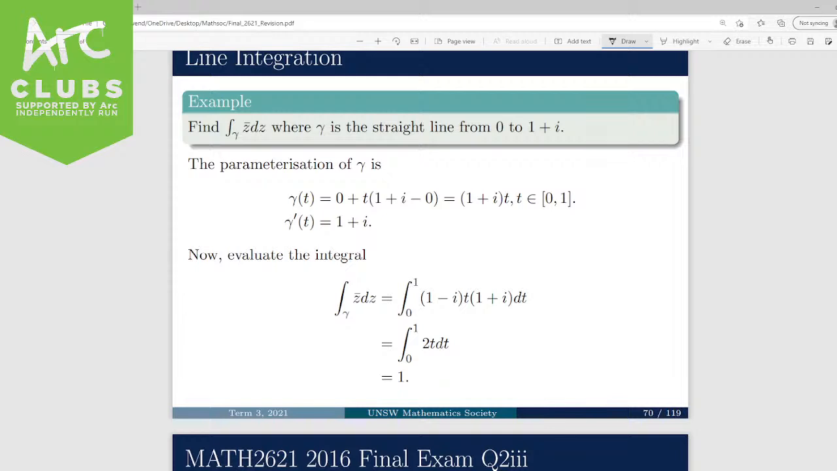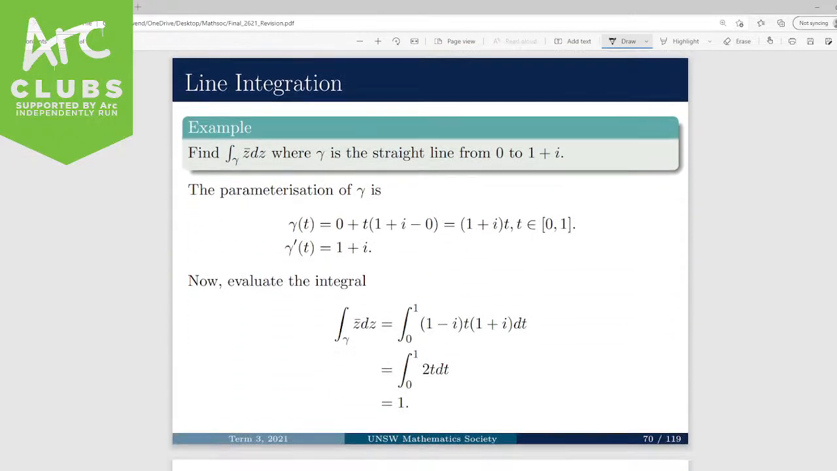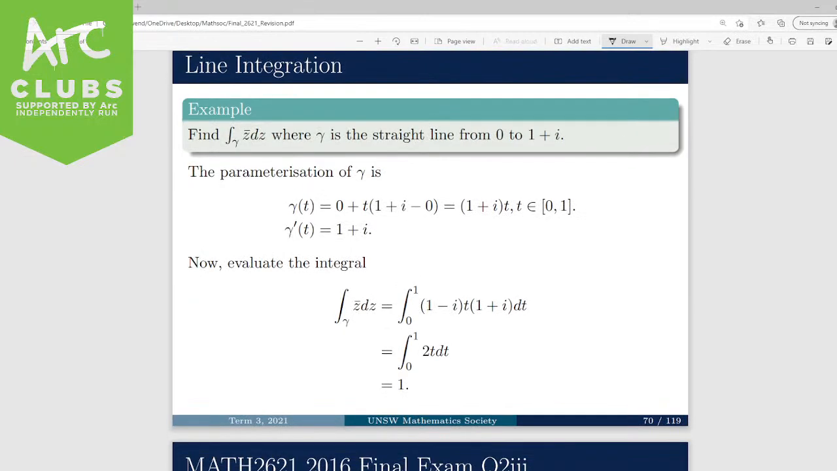You're trying to integrate the conjugate of z over gamma, where gamma is the straight line from 0 to 1 plus i. Based on all those definitions, you do need the parametrization. So we are parameterizing this line. So we start from 0 plus t times final point minus initial point, and t covers the values from 0 to 1.